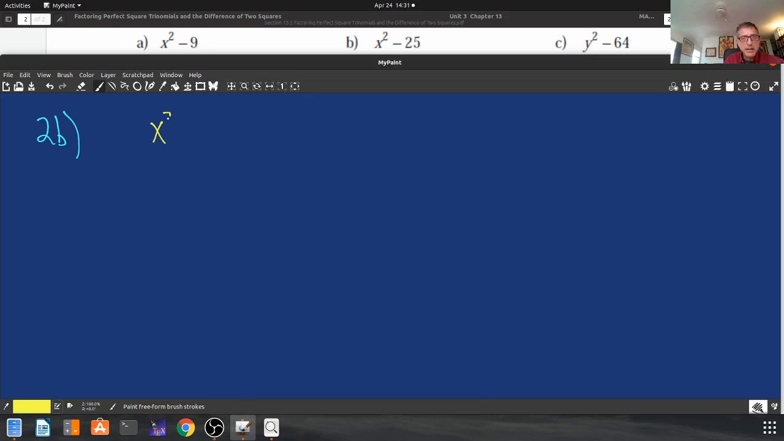So this is x squared minus 25. So no more w and v stuff. I'm just weaning you off that. So that's the same thing as x squared minus 5 squared. So there are my two things which are squared, x and 5. So that's equal to x minus 5 times x plus 5.